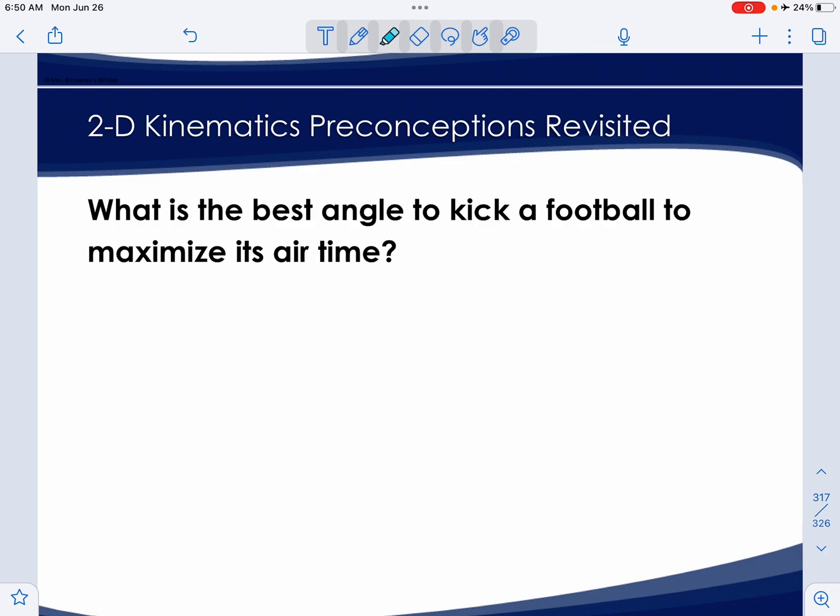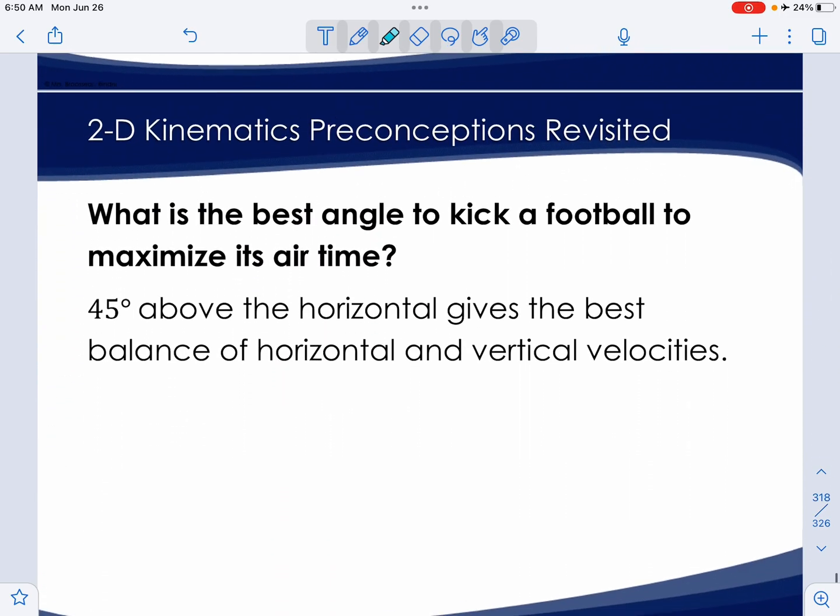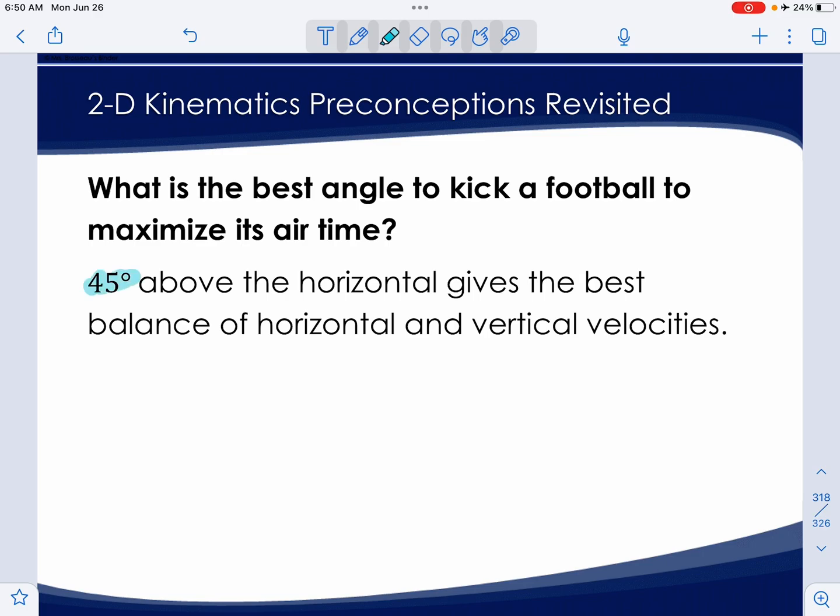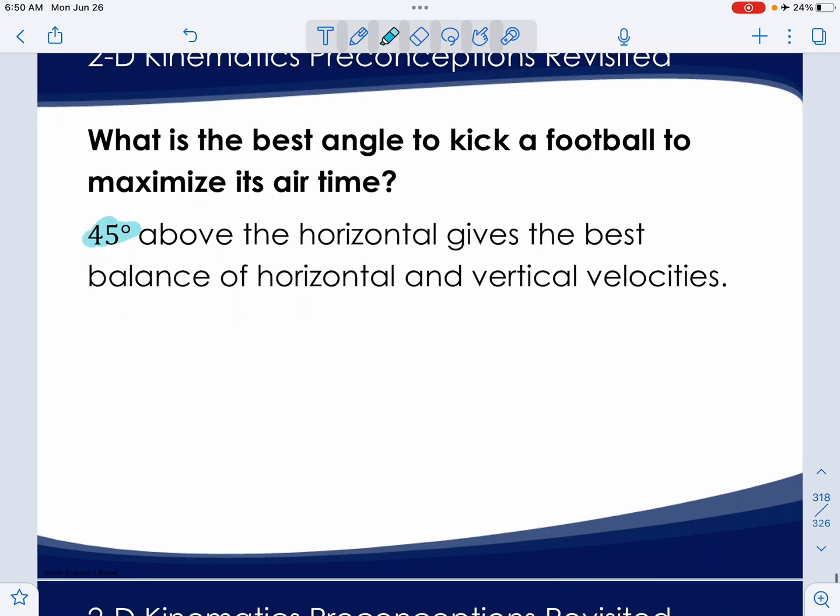What is the best angle to kick a football to maximize its air time? This is assuming no air resistance. The best angle, assuming no air resistance, is 45 degrees. Now, with air resistance, it's slightly different. You want to do it at a lower degree, and it depends on the ball and different situations. But in general, if there was no air resistance, it would be 45 degrees.